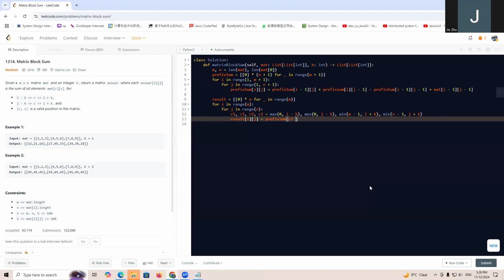So result i j will be prefix sum R2 plus 1, C2 plus 1, minus prefix sum R1 and C2 plus 1, and then minus prefix sum R2 plus 1 and C1. And there is a duplicate subtraction, so we need to add back the prefix sum R1, C1. So in the end, just return result.